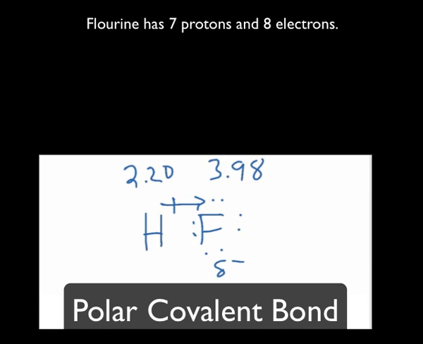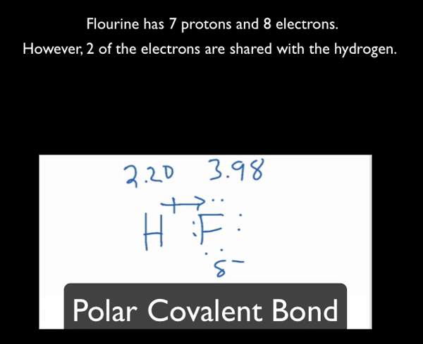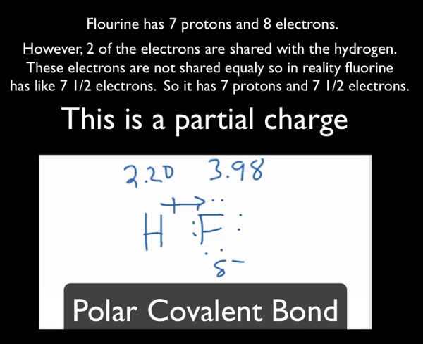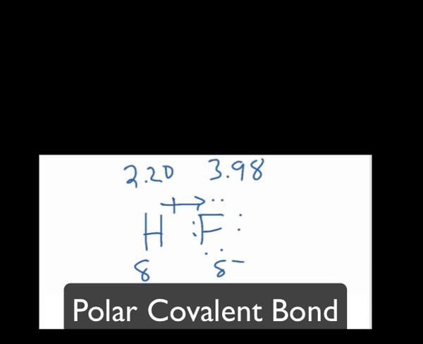So we know fluorine has 7 protons. When it's sharing 2 electrons with hydrogen, it has 8 electrons. However, the 2 electrons are not shared equally. The fluorine has the electron more often than the hydrogen does. It has more of that electron. So it has basically 7 protons and 7.5 electrons. When it has more electrons but not a full extra electron, we call this a partial charge. The hydrogen has a partial positive charge because the fluorine has a little bit of extra electron, partial negative, not a full negative, and the hydrogen has a partial positive.